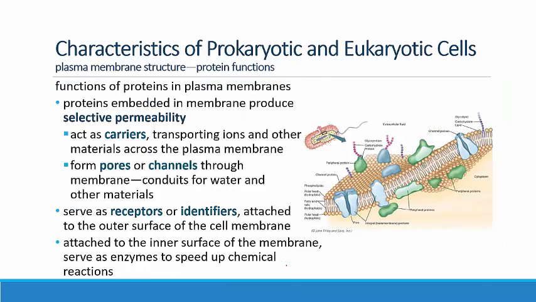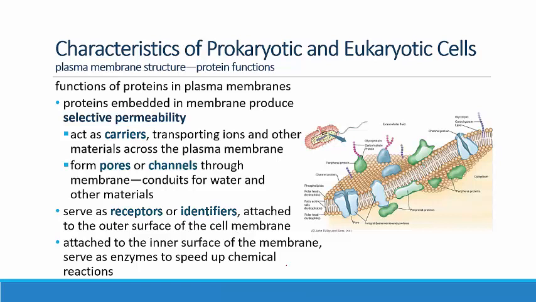As I mentioned, there are proteins embedded in the plasma membrane, and it's the proteins that produce the characteristics of selective permeability for the membrane, because these proteins can act as carriers, and when they act as carriers, they're able to transport materials from one side of the membrane to the other. Primarily what they're transporting is ions or materials that are too large to come in, or polar materials that won't interact with that oily layer in the center of the membrane.